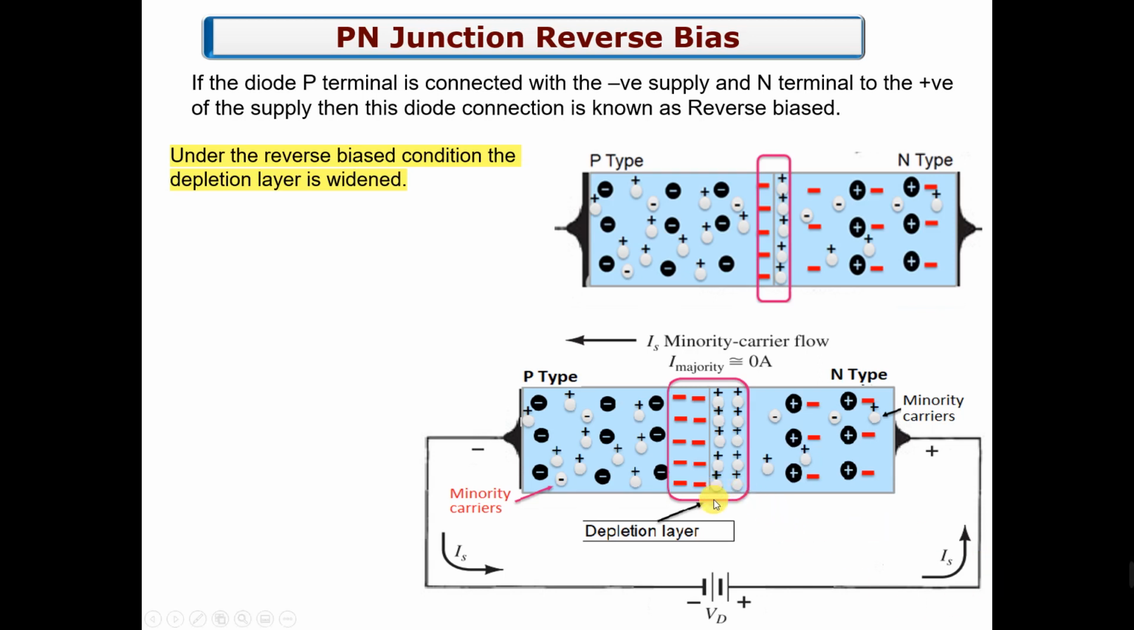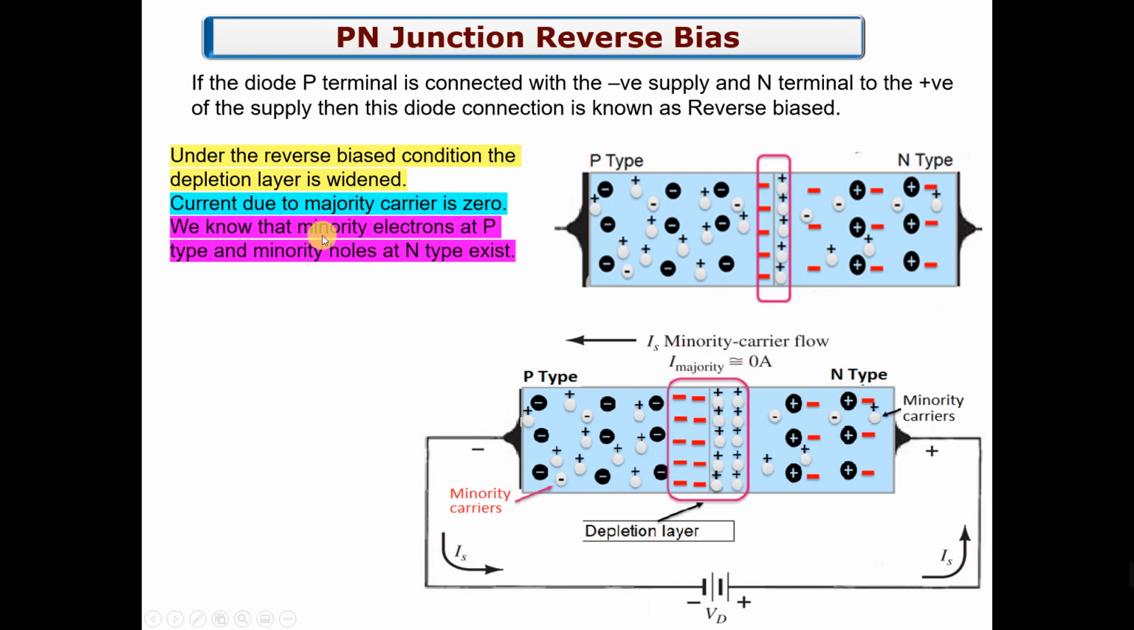What we are making, consequently, still will not allow the movement of the majority charges. The thin layer was already not allowing the movement of the majority charges, but because we have strengthened the width of the layer, it is more strong now, so there definitely will be no flow of majority current. So the current due to the majority carriers is zero.